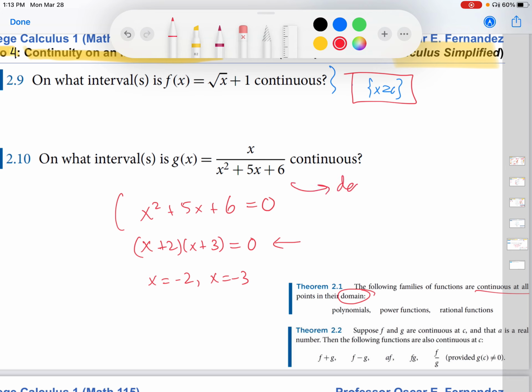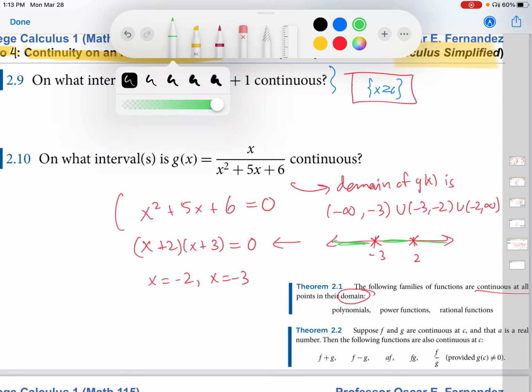So the domain of g of x is everything up to -3, not including -3. Also everything between -3 and -2, not including -2. Also everything from -2 to infinity. Great. So I have a real line basically that's segmented into 3. So I exclude here and I exclude here, and then everything else in between is the domain.